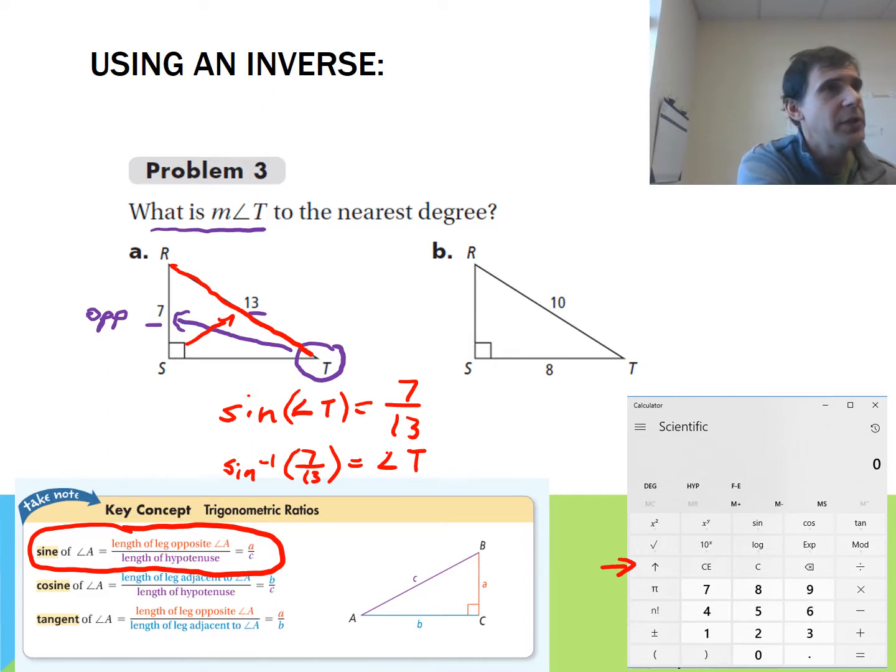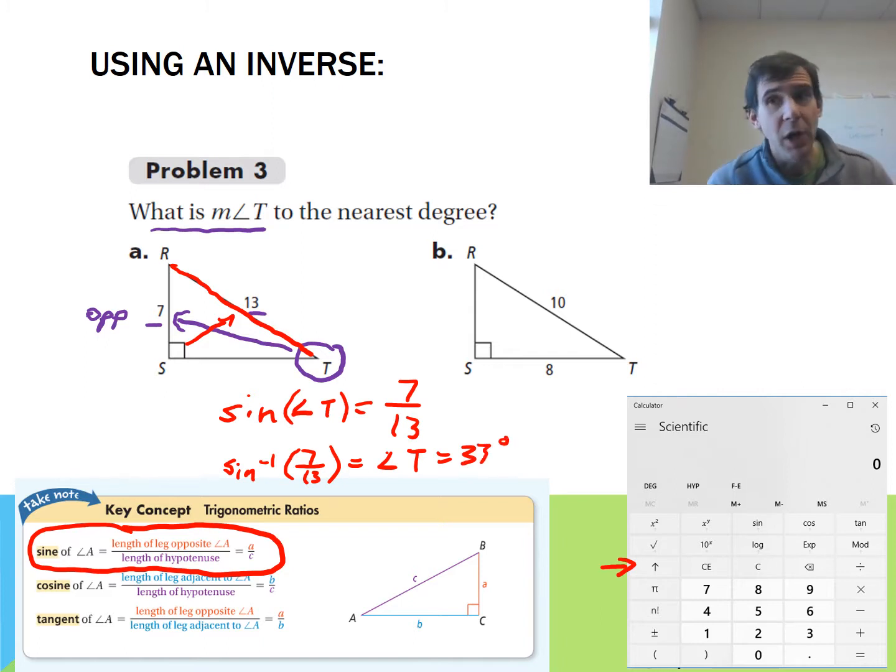So what you're going to do now is we're going to take 7/13. So I'm going to do that first. So clear. So 7 divided by 13. And then I hit the equal sign. And I get 0.53, yada, yada, yada. Now I'm going to hit that arrow key. And then I see it's sine -1. So I hit the sine -1 button. And I get 32.578, yada, yada, yada. It says here to round to the nearest degree. So that is 33 degrees. So angle T equals 33 degrees.